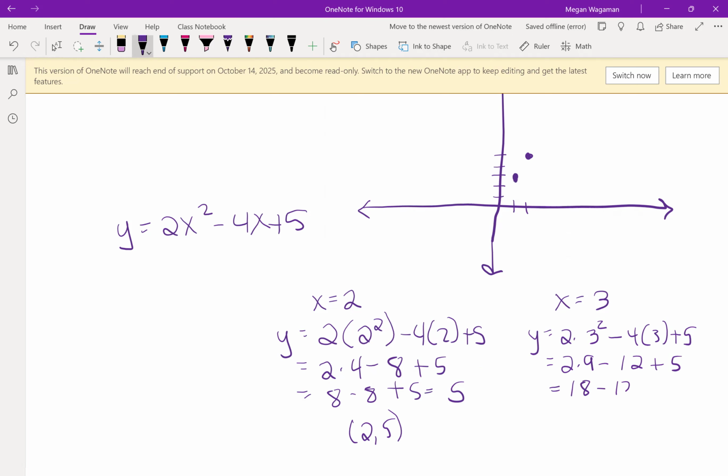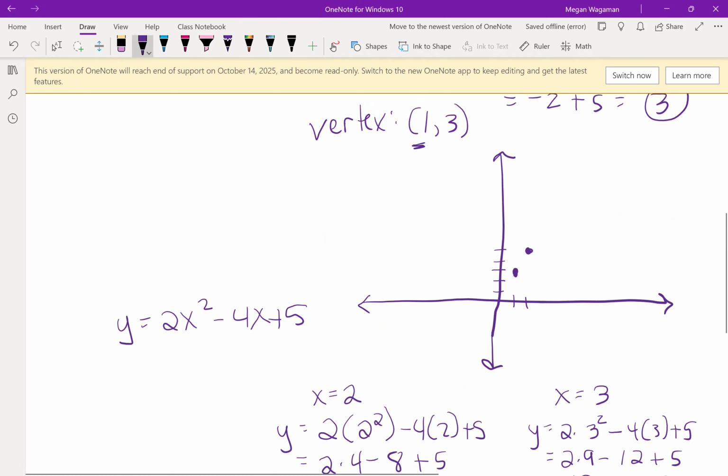So I've got 18 minus 12 plus 5. 6 plus 5 is 11. So I now also have the point 3 comma 11. So I'm going to have to go a little bit high here, but here's my 3. I was already at 5, 6, 7, 8, 9, 10, 11. So that point's going to go approximately there. So from my vertex, I'm opening up, just sort of connecting these points.